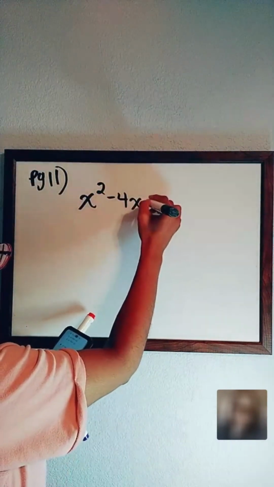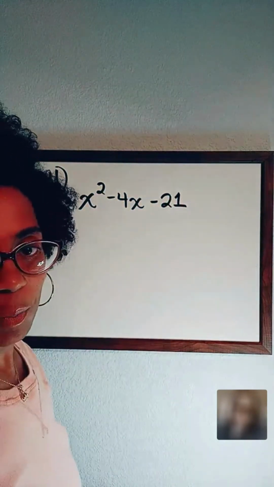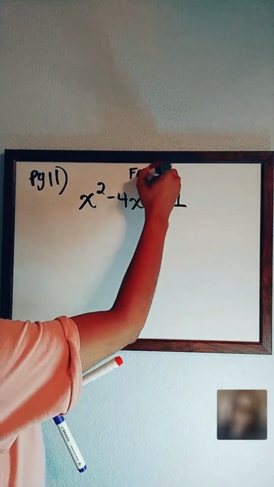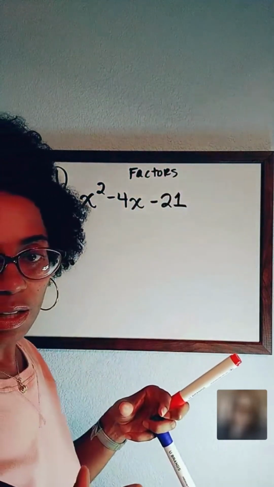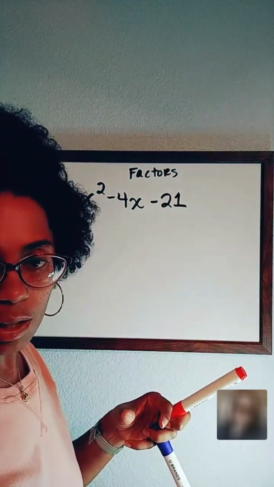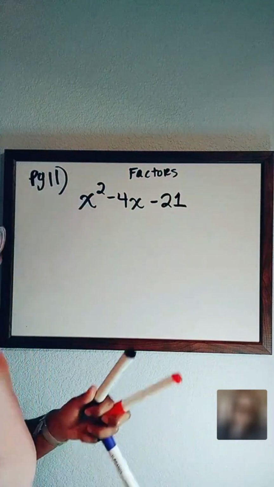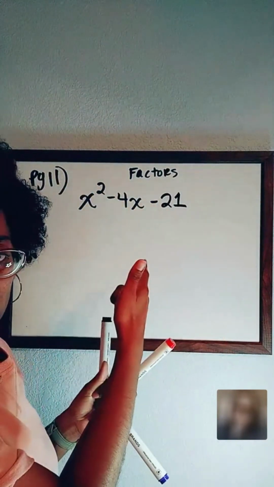Okay, x squared minus 4x minus 21. Remember, anytime we factor, I'm looking for factors, right? I'm looking for two pieces of information that I multiply together to get this.